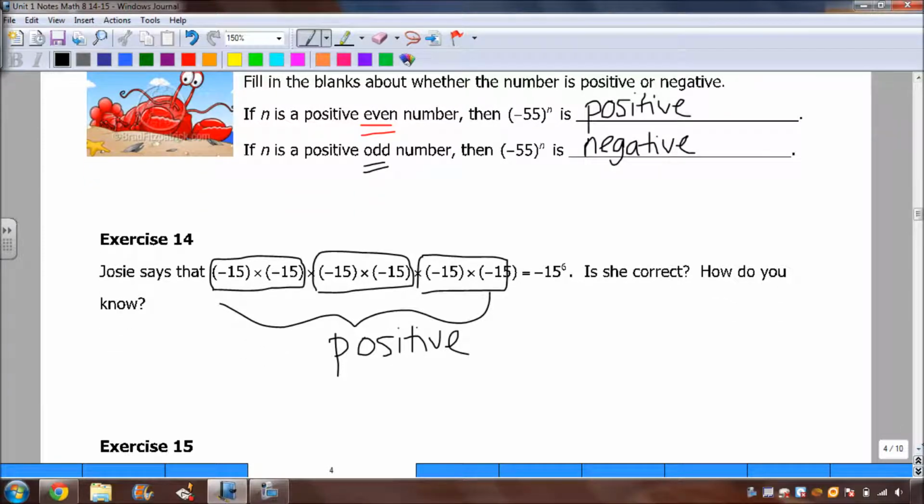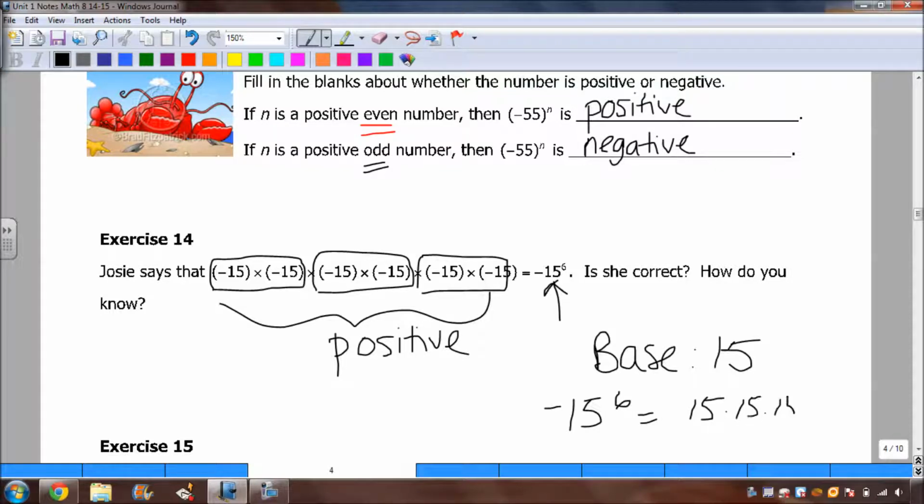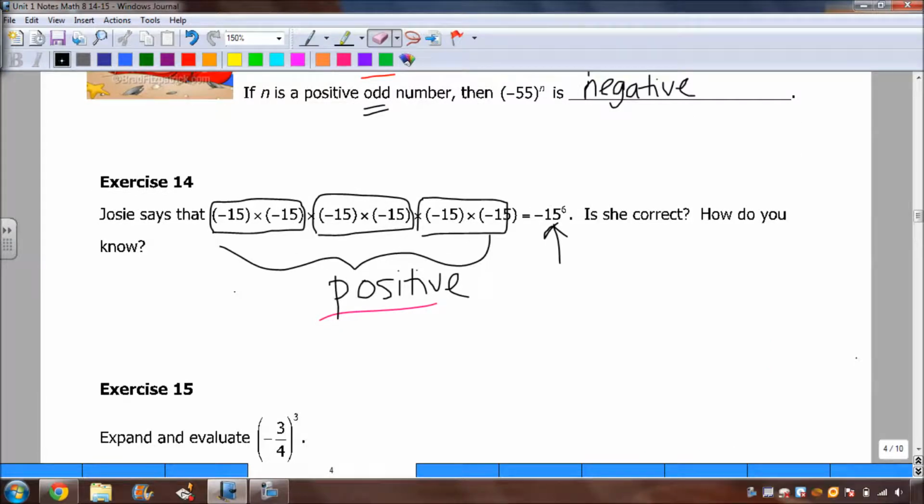Okay. But if you look at this right here, in this example, the base is just 15. So what this means, we talked about this before, is 15 multiplied by itself 6 times with a negative tagging along in the front. So this answer is going to be a negative number. So she is incorrect, because there's no possible way that a positive number could equal a negative number, okay? And remember, the base is just 15 because without parentheses, the number that's being raised to the 6th power is just 15, okay? So the answer to this question is no, she is not correct.